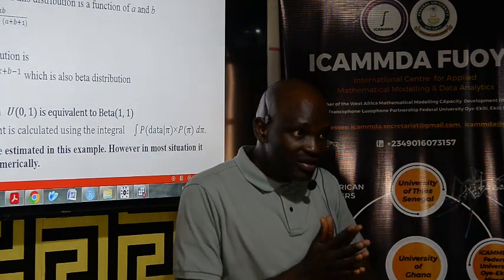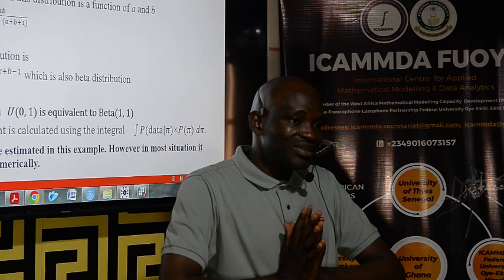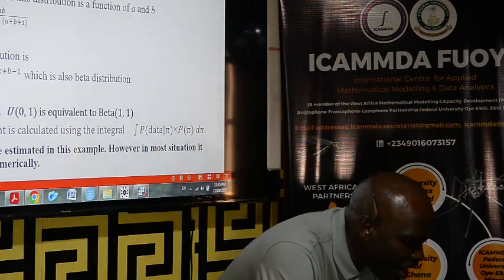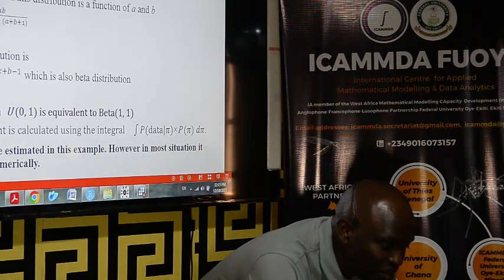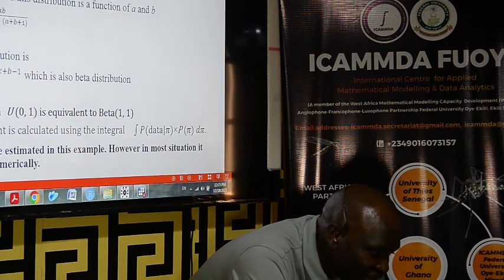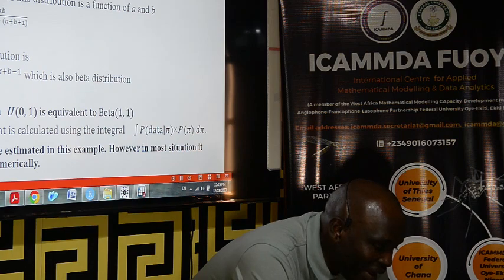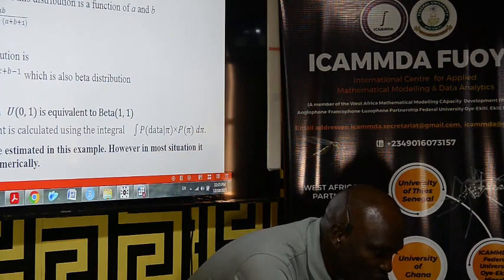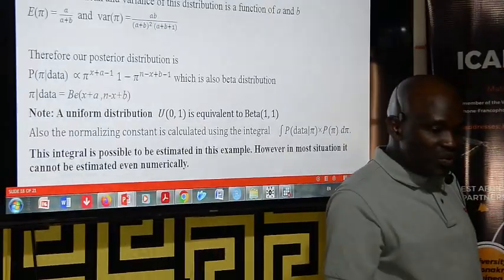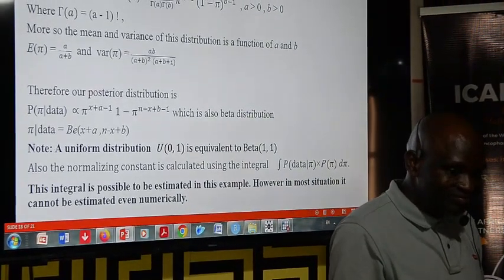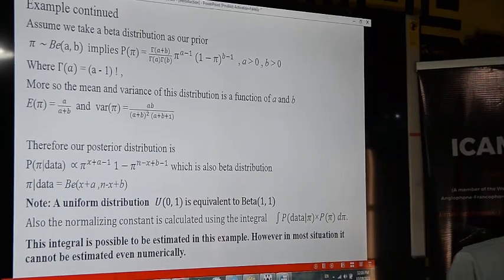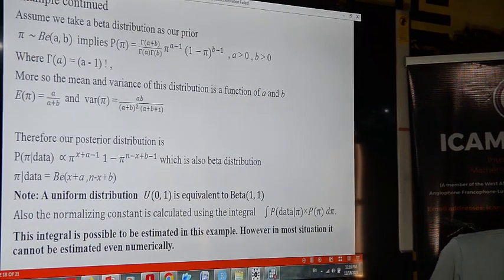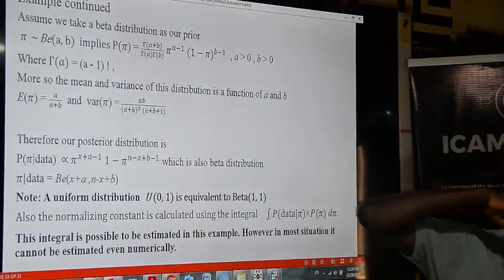The likelihood, then multiply with the prior distribution, which will give us, if you manipulate this, taking away the gamma, pi raised to the power x plus a minus 1, then 1 minus pi and so on, which is a conjugate. The beta distribution is a conjugate prior for the binomial. Did you see that? Because it's going back to the kind of distribution we started with. Is it not?